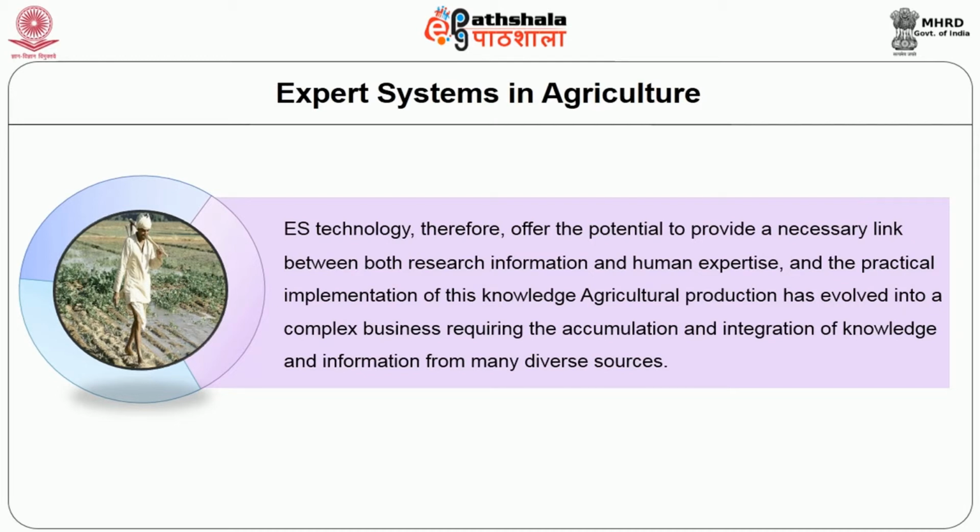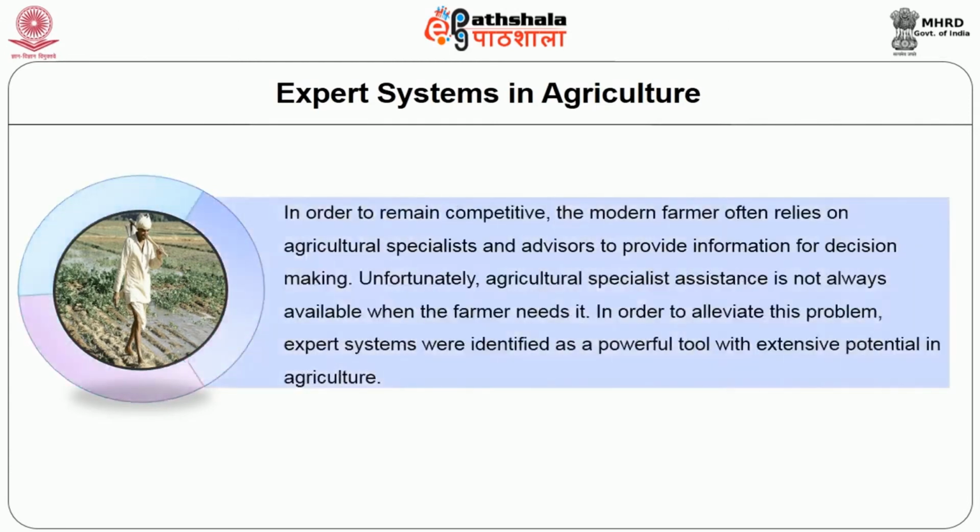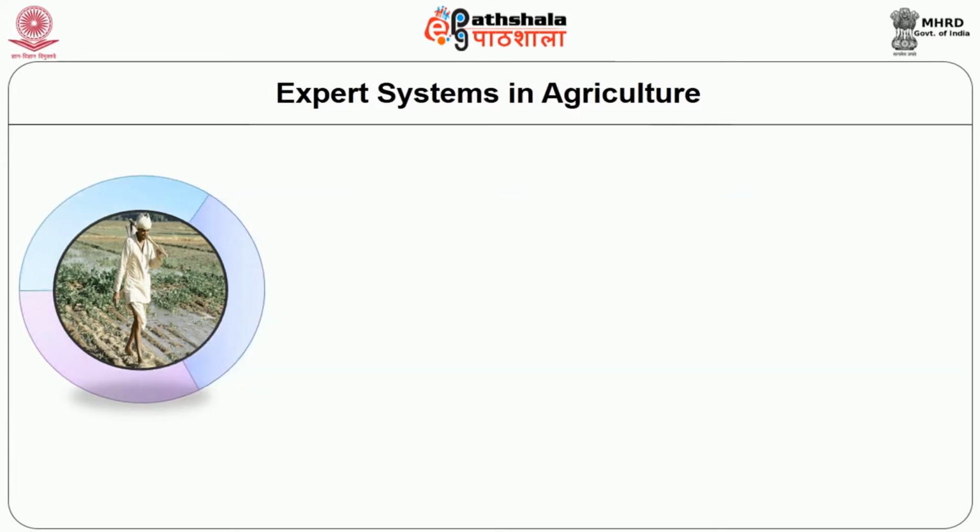Agriculture production has evolved into a complex business requiring the accumulation and integration of knowledge and information from many diverse sources. In order to remain competitive, the modern farmer often relies on an agriculture specialist and advisor to provide information for decision making. Unfortunately, agriculture specialist assistance is not always available when the farmer needs it. In order to alleviate this problem, expert systems were identified as a powerful tool with extensive potential in agriculture.